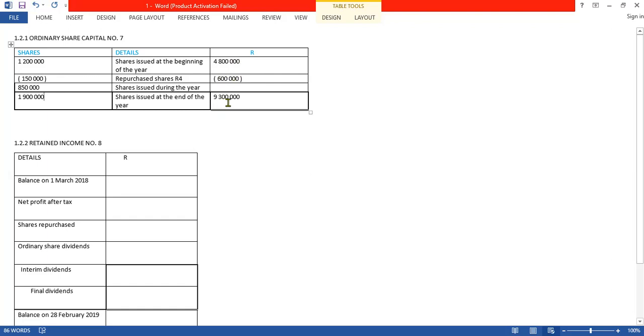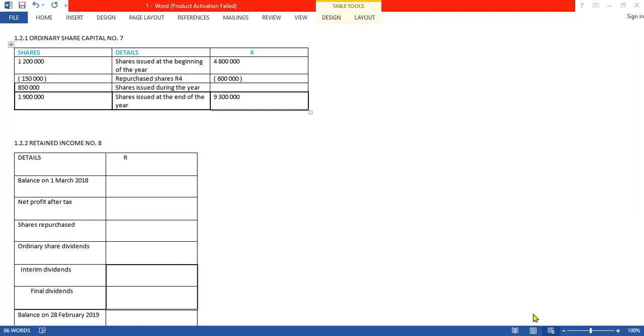So we're just going to say 9,300,000. So this is a balancing figure, guys. We're just going to say 9,300,000 plus 600,000 minus 4,800,000.